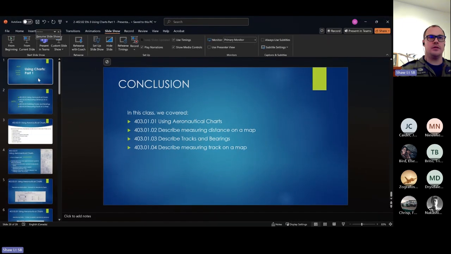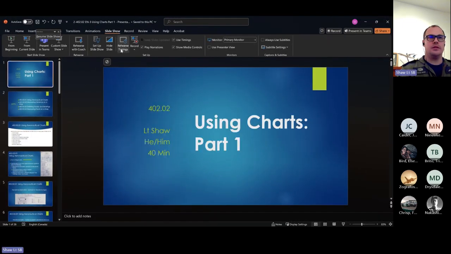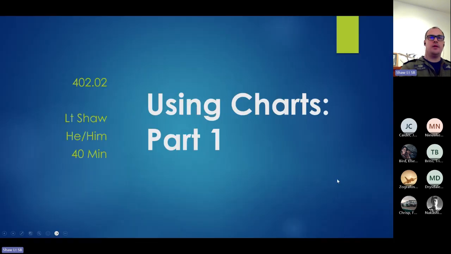Okay, so we're going to do this. Using charts. We talked about the projections and all that. So now we're going to get a little bit more in depth on how to use them.